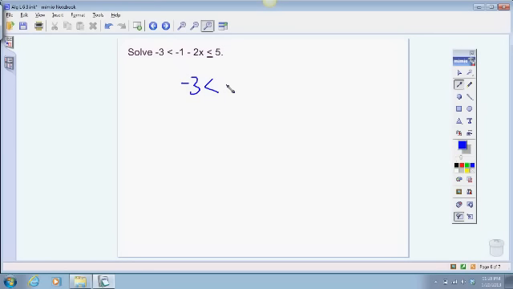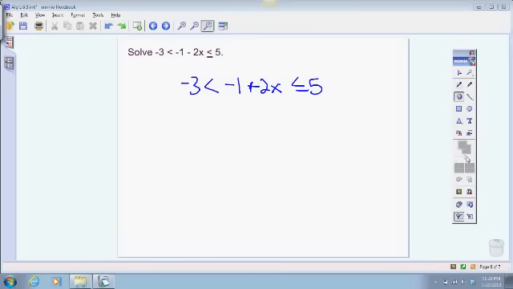Negative 3 is less than negative 1 minus 2x, which is less than or equal to 5. Okay, we know by now it's just like adding a third side. What are we solving for? We're solving for x. So what do we have to get rid of first? Now this one can be a little tricky because it actually is the second term here. Don't forget, sometimes it's helpful to go keep, change, change, and remember that to be a negative 2x.